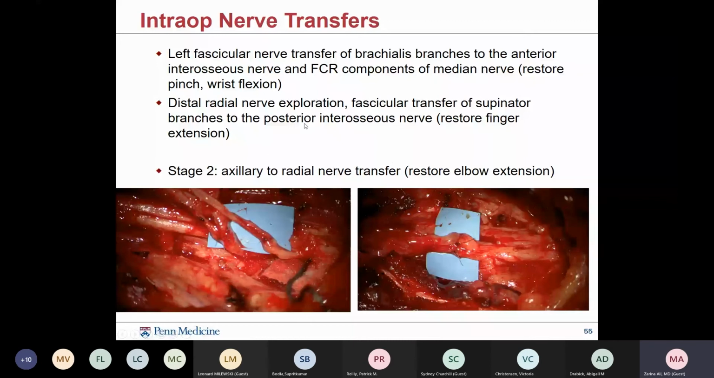And this is a patient who is also a good candidate for a nerve transfer in which we're utilizing the axillary nerve to the radial nerve to give him back elbow extension. These are folks at C5 who have some elbow flexion, but really are limited in their daily activities because they lack that elbow extension.